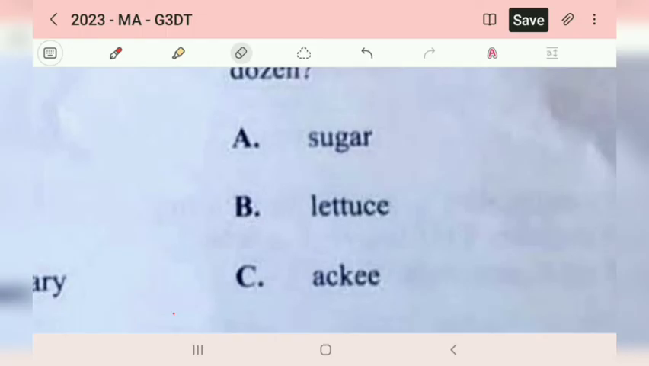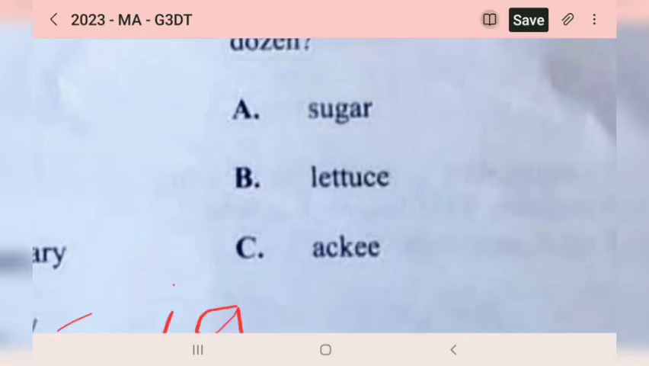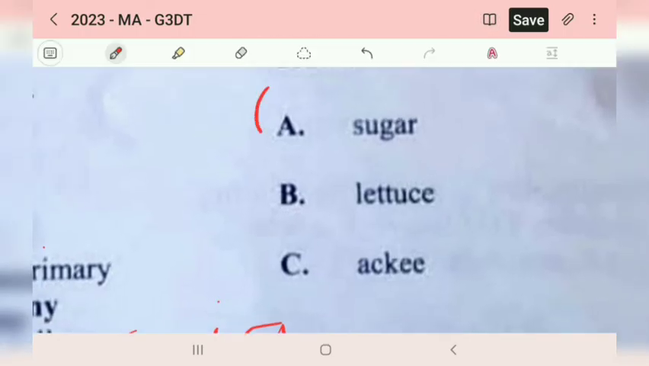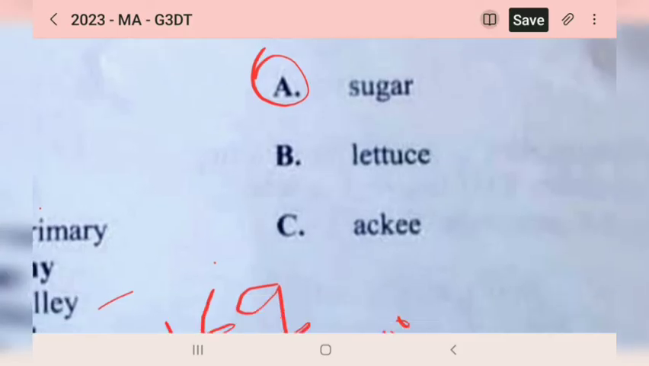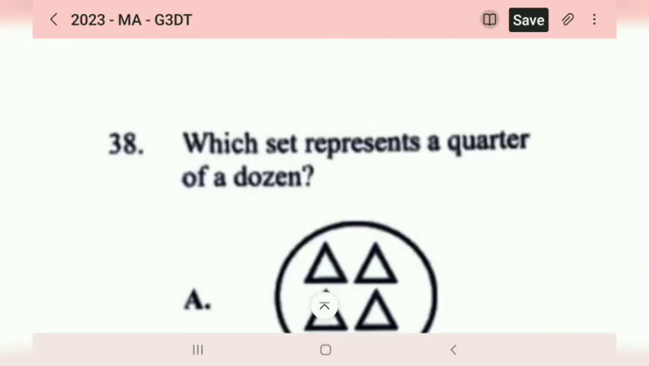We sure can buy a dozen lettuce, a dozen head of lettuce, and we sure can buy a dozen ackee. So it will be the sugar that is not sold by the dozen. Sugar is sold by the pound.